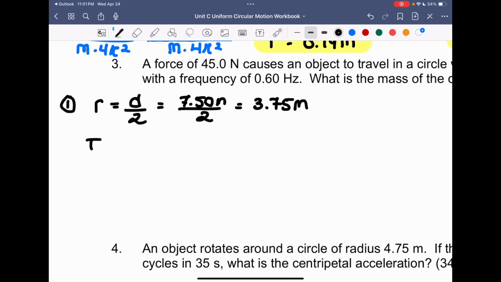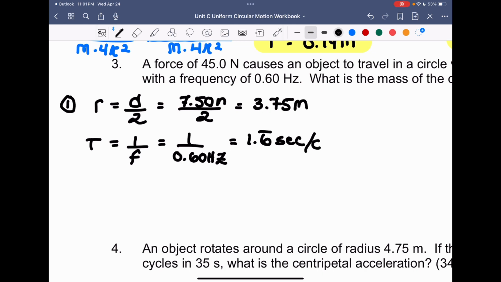Now, our period is, remember, the inverse relationship to the frequency. So I'm going to say T is equal to 1 over f, which is on our formula sheet, which is equal to 1 divided by 0.60 hertz, or Hz, which is then equal to 1.6 repeated. And this is going to be seconds.